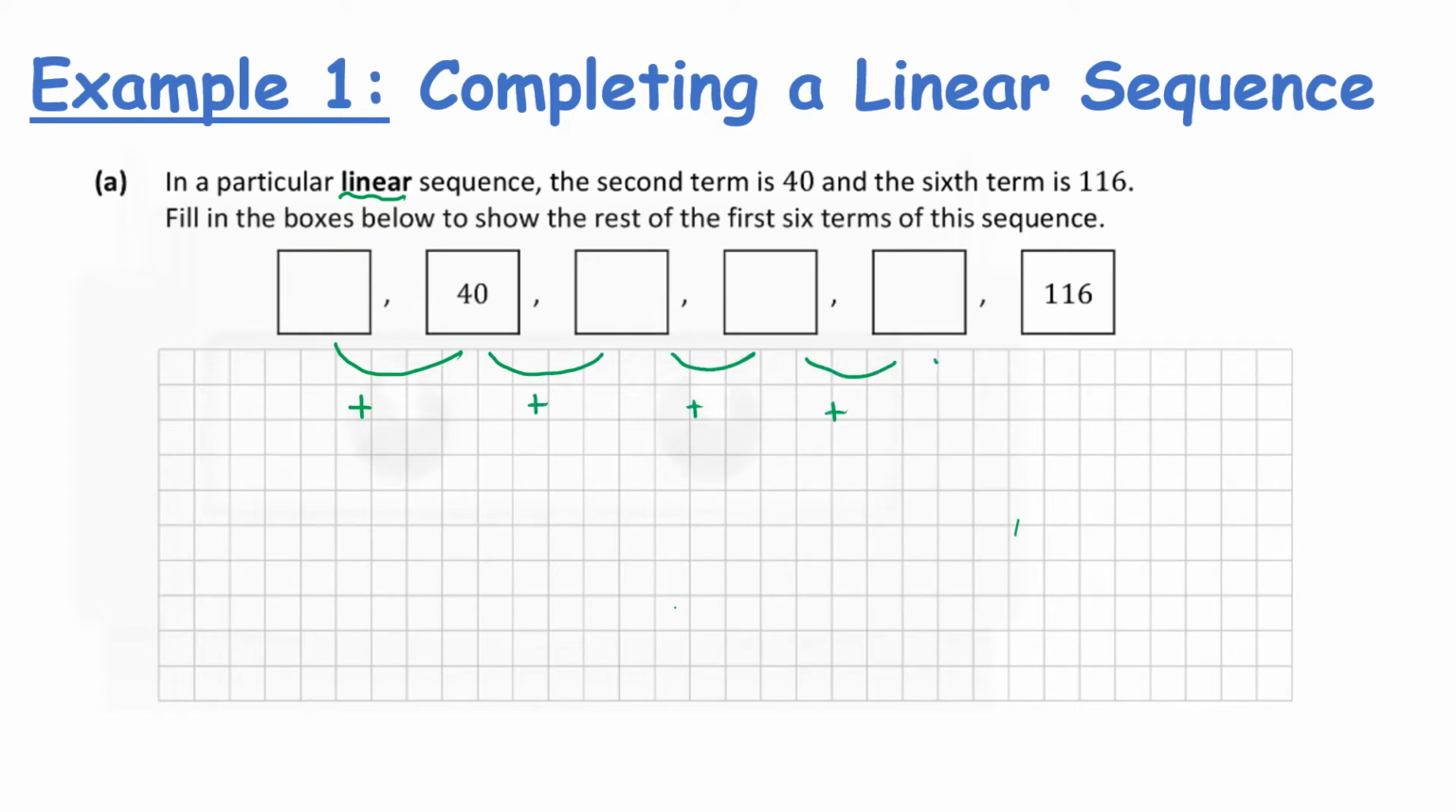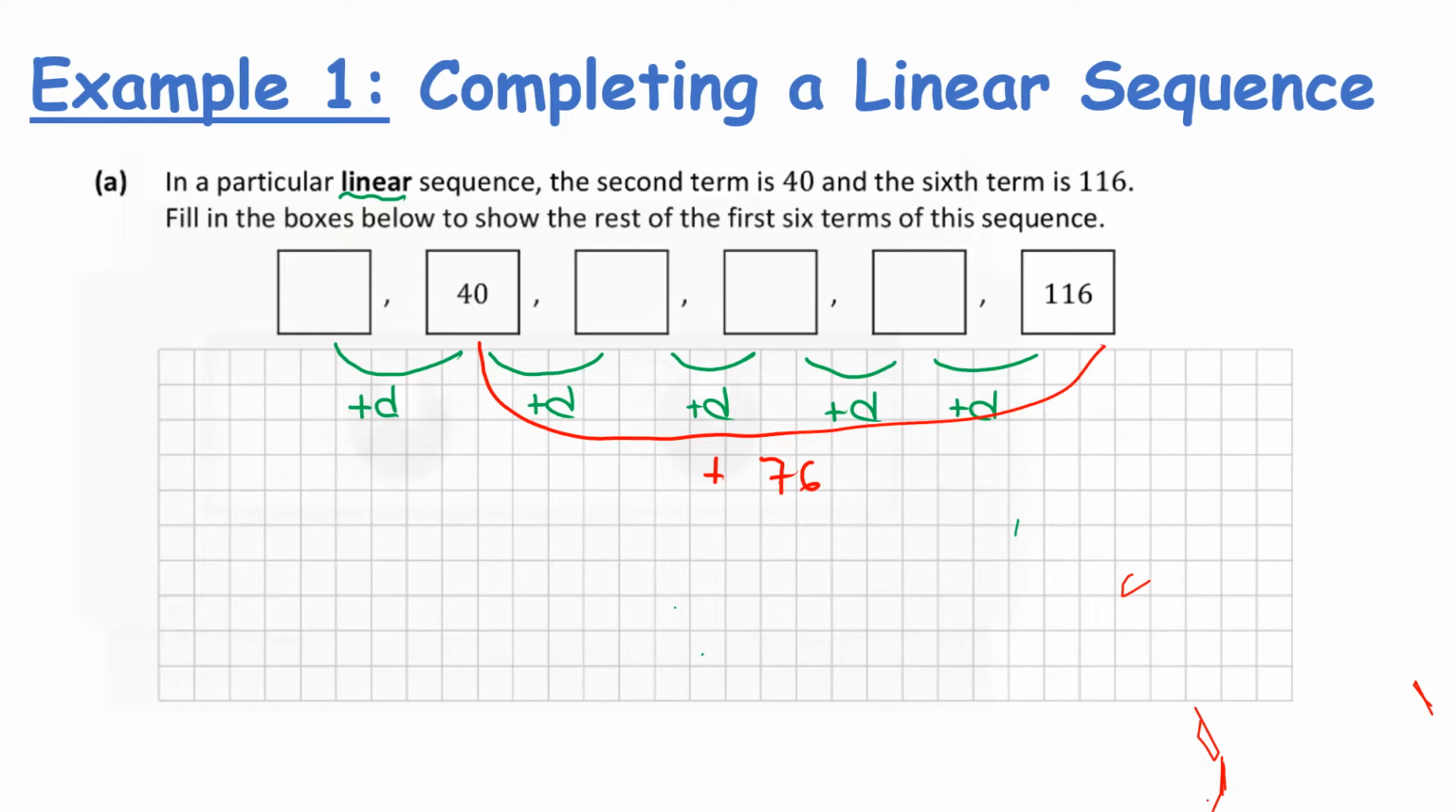Okay, so I know I'm adding on some number and I'm going to call that D. Okay, so I'm adding on D. Now, I don't know D, but they have given me two terms. So I'm going to say, well, if I want to jump from 40 all the way to 116, I know what I have to add. So I do 116 minus 40 and we get 76. So I've added 76 here.